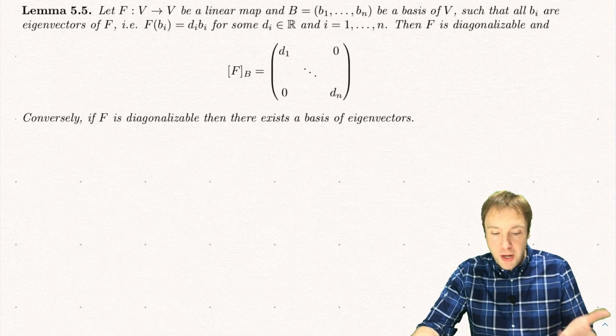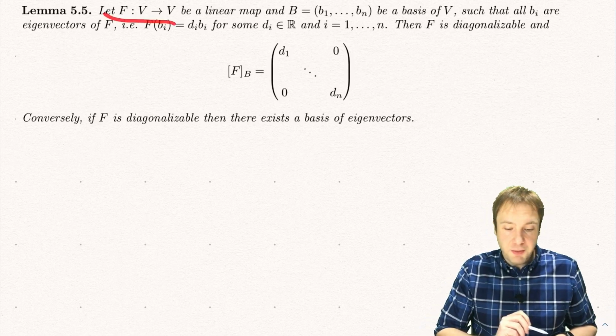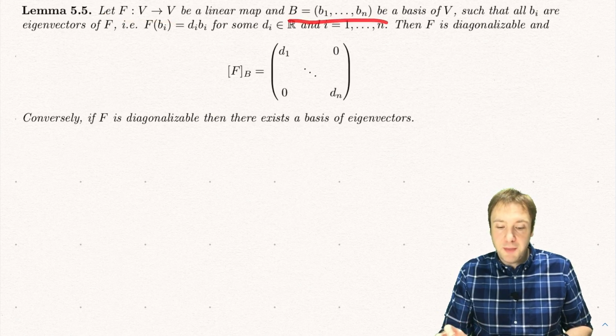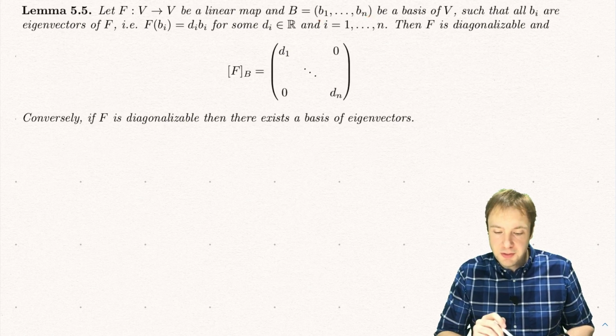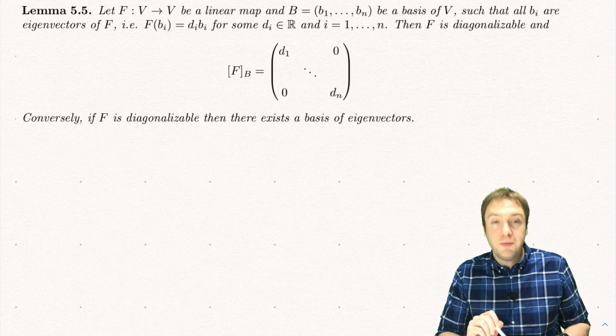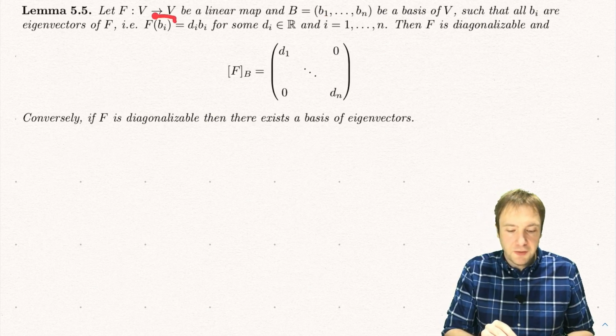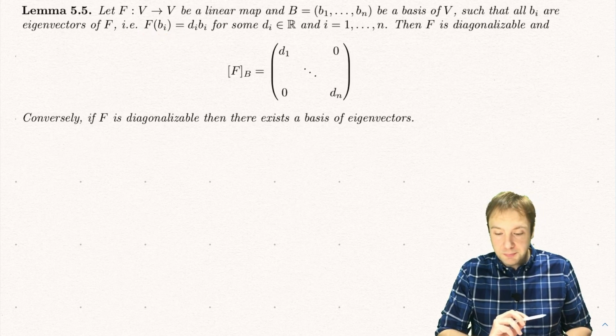Now the answer to the question: when is a linear map actually diagonalizable? If I have a linear map F, and now assume I have a basis of this vector space V, B1 to Bn, so the dimension of this vector space is n, such that all of these vectors are eigenvectors of this linear map. Meaning if I apply F to the basis vector Bi, then this is some number di times Bi. So this Bi is an eigenvector of this linear map with eigenvalue di.